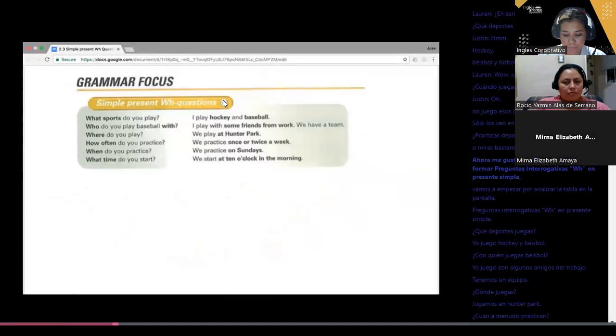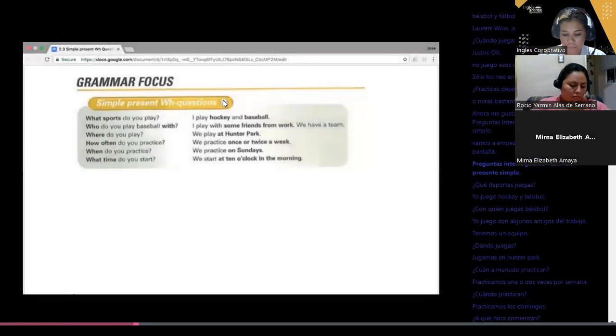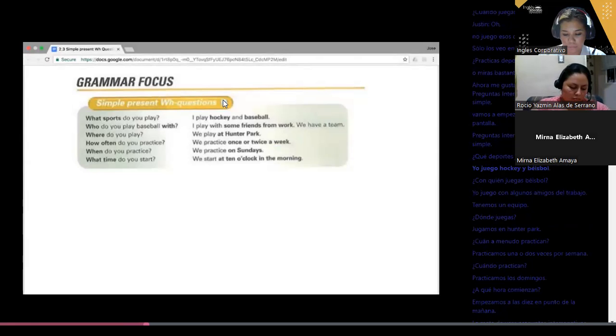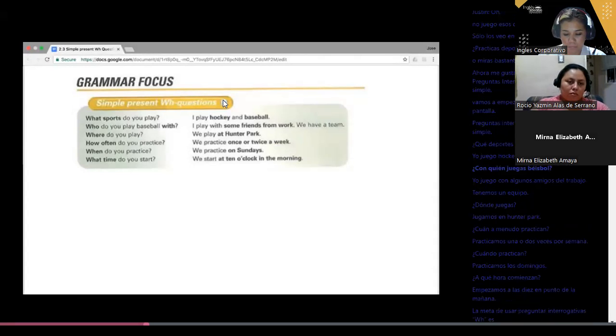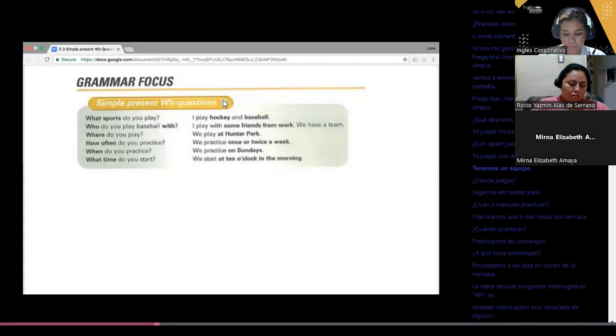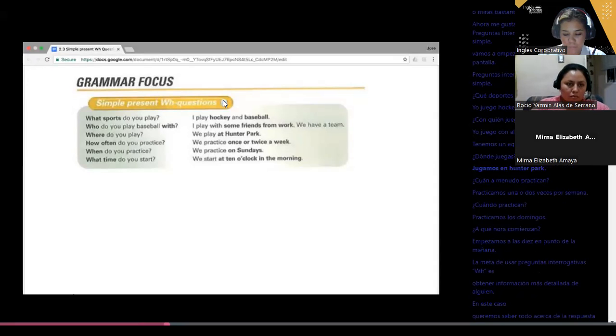Now I would like to show you how to form simple present WH questions. Let's start by analyzing the chart on the screen. Simple present WH questions. What sports do you play? I play hockey and baseball. Who do you play baseball with? I play with some friends from work. We have a team. Where do you play? We play at Hunter Park.